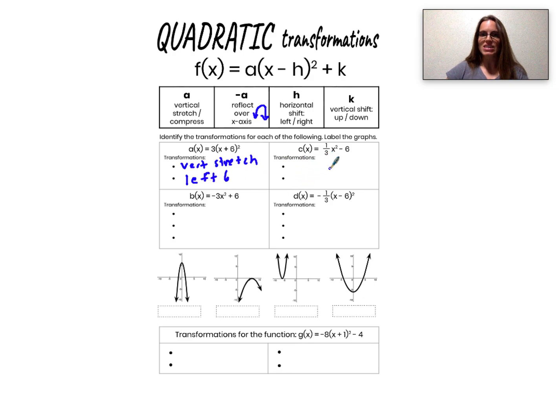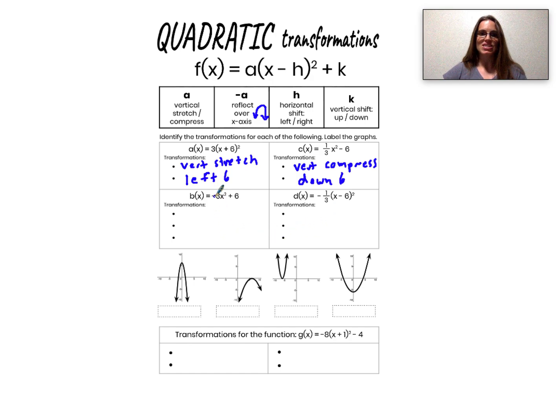Next function, c of x equals 1/3 x squared minus 6. 1/3 is a small value of a. It's a value of a between 0 and 1. This is a vertical compress. The graph becomes flatter. Minus 6 is outside of the parentheses. This is a k value, a vertical shift. Since we're subtracting 6, we are moving the graph down 6.